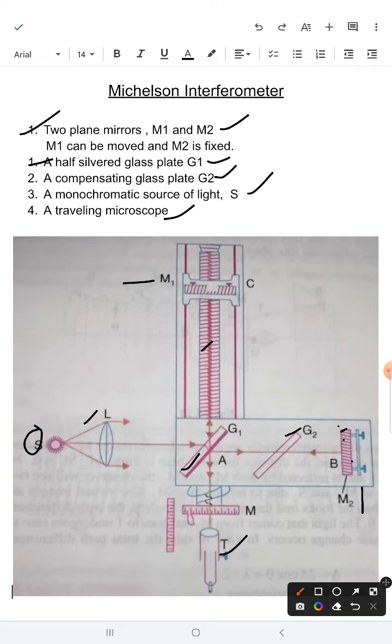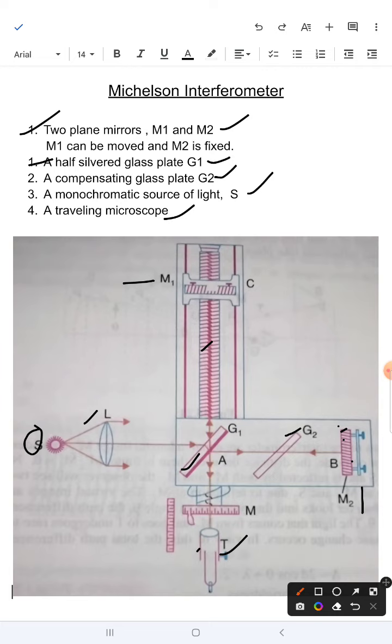This is the arrangement of the Michelson interferometer. Two plane mirrors are arranged perpendicular to each other. M1 is moved on the scale and M2 is fixed. G1 is arranged in front of M2 at 45 degrees relative to M2, and the glass plate G2 is arranged between G1 and M2. The source of light is arranged in front of the glass plate G1, and we arrange the traveling microscope here.